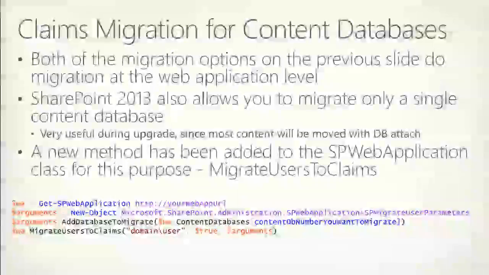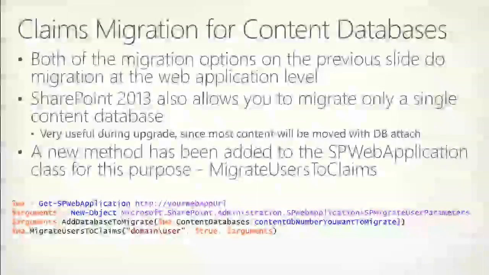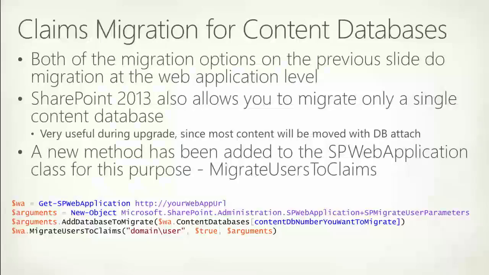Could be the same web app with multiple web front ends, because that processing is going to happen on that web front end. So let's say you have 10 content databases, you might take 2, put them on web front end 1, take the next 2, put them on web front end 2, and so on and so forth. So that's how you're going to do this parallel migration. This is only possible if you're on the June CU or later with SharePoint 2010, and it's also possible in SharePoint 2013, where you could do this parallel migration, and there's the PowerShell for that.